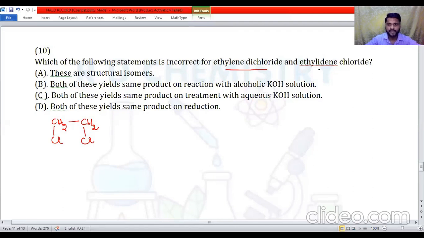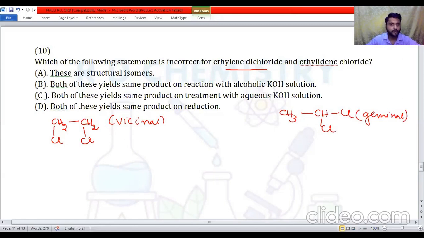And what is the second compound? It is CH3, then CH, with 2 chlorine atoms on the same carbon atom. The first is a vicinal dihalide, with halogens on neighboring carbon atoms. Here the halogens are on the same carbon atom, known as a geminal dihalide.